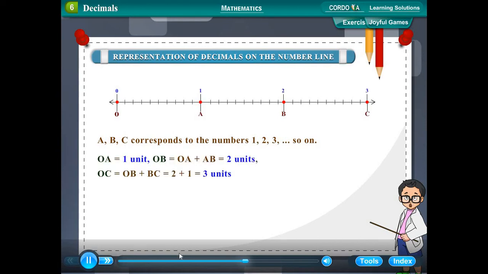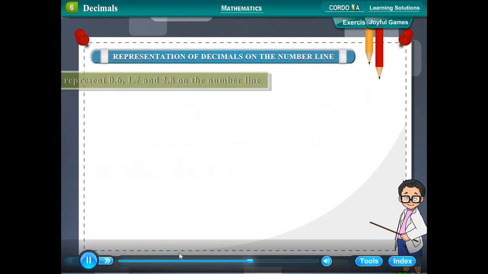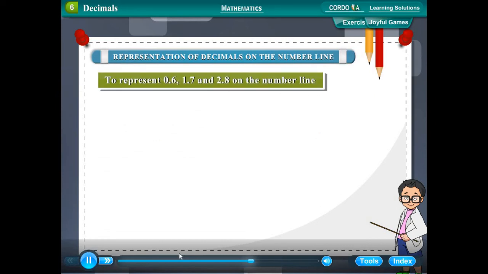OA is equal to 1 unit. OB is equal to OA plus AB, which is equal to 2 units. OC is equal to OB plus BC, which is equal to 2 plus 1, which is equal to 3 units. To represent 0.6, 1.7 and 2.8 on the number line.